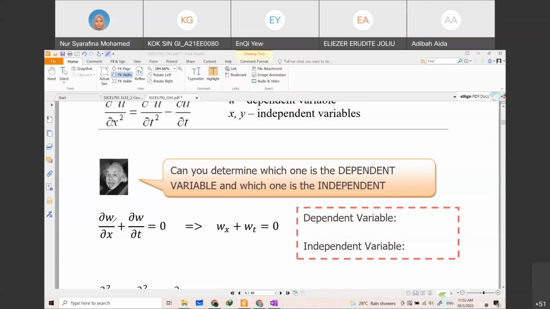For this case, we have del w over del x plus del w over del t equals 0. Can you differentiate now what are the dependent and independent variables? Okay, what is the dependent variable here? All right. And independent, x and t, which gives you what type of differential equation? PDE, okay, good.